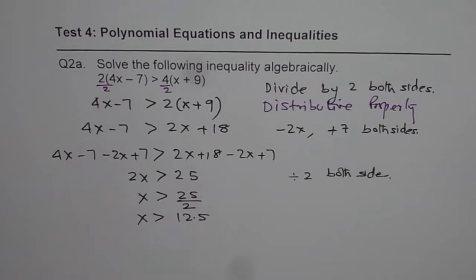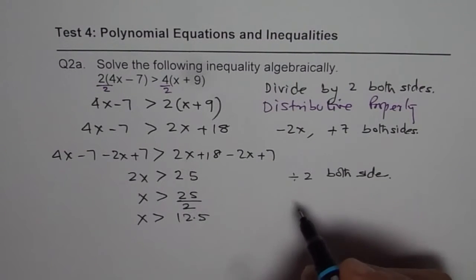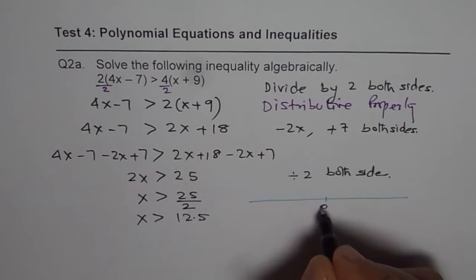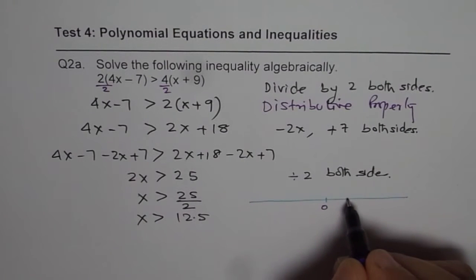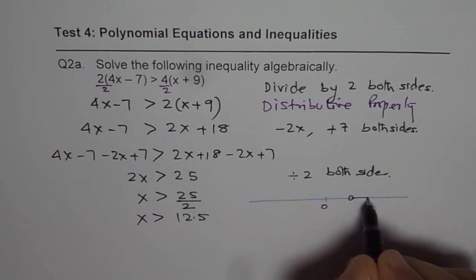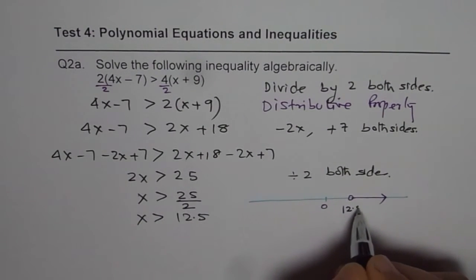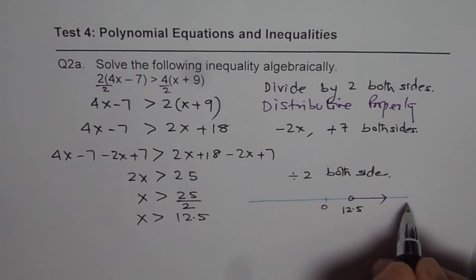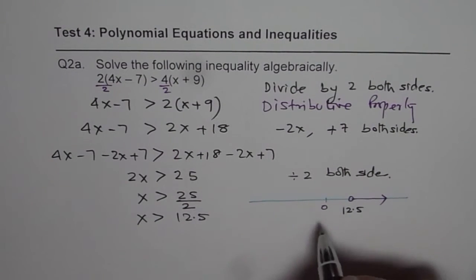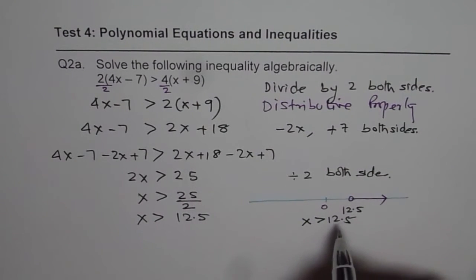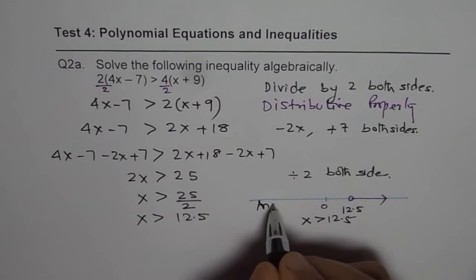At times, you may be asked to show this inequality solution on a number line, right? So here is a number line. That is additional. It is not required for solving this test problem, but let us learn something more when we are right here. So we can say that is a solution on a number line. We have an open circle here since it is greater than, and that point is 12.5, and that is the solution, okay? So x is greater than 12.5 could be represented on a number line like this. So that becomes our answer, okay?